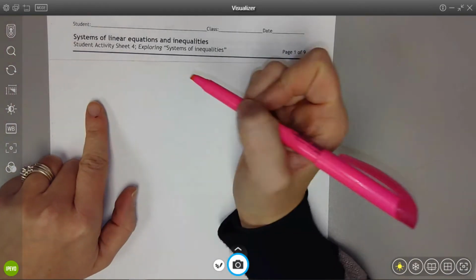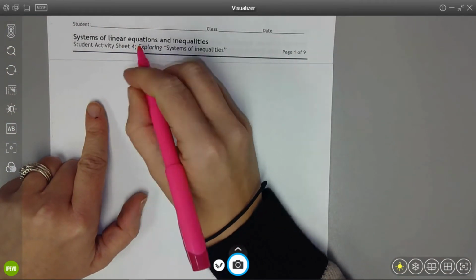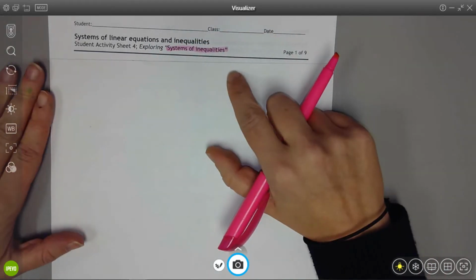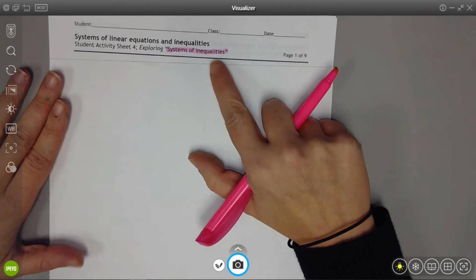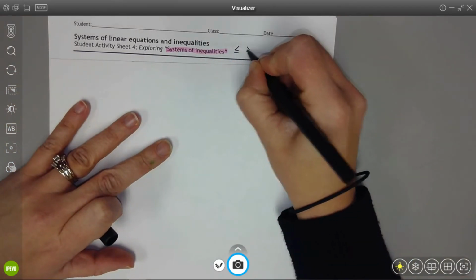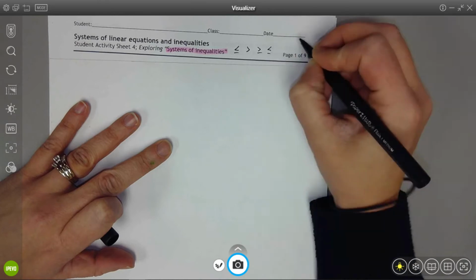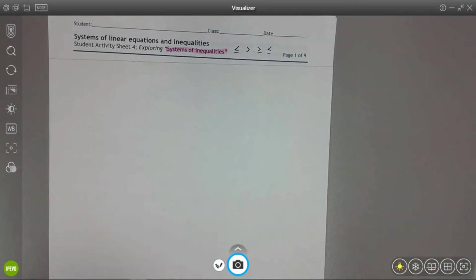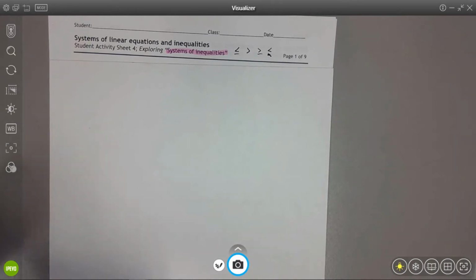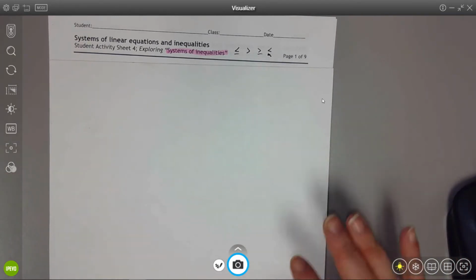All right, topic 10, student activity sheet 4, systems of inequalities. Guys, this is the same thing we were doing, but instead of an equal sign, we're going to have symbols like this or this or this or this. Okay, I guess that's already what I wrote. So we're going to have to think about some different situations here.